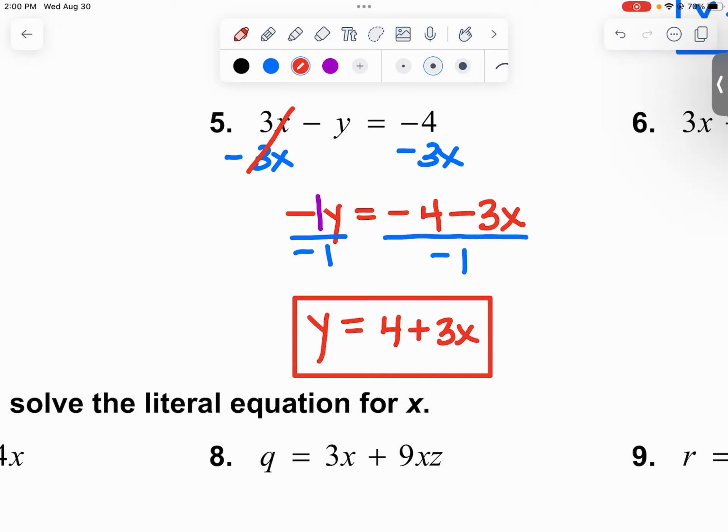Guess what? It's okay if you made a mistake. I gave you a problem that had a little bit of a twist, okay? That negative is easy to miss.